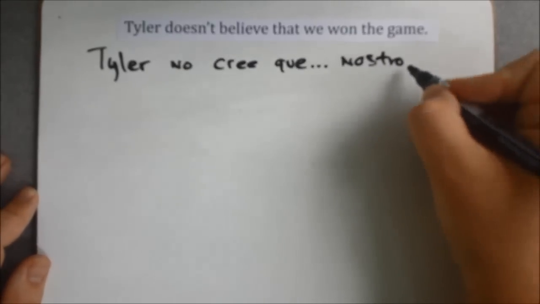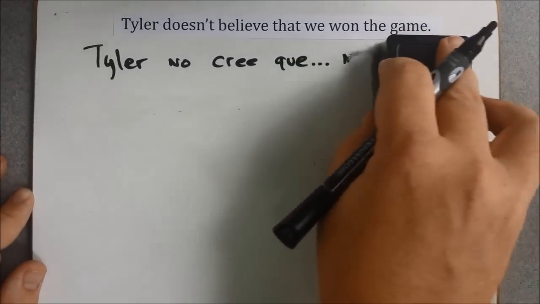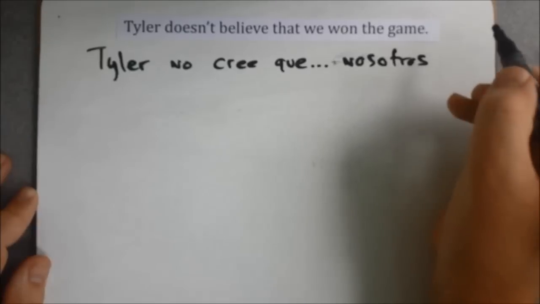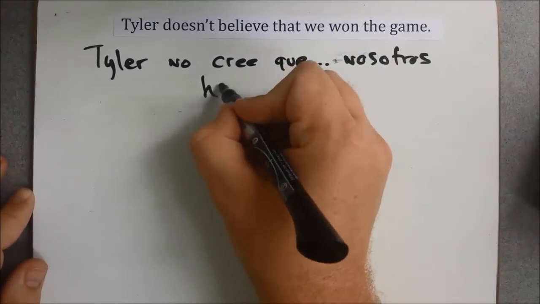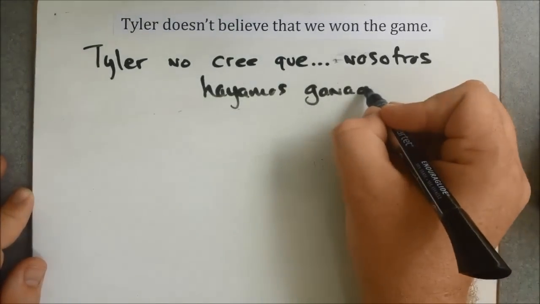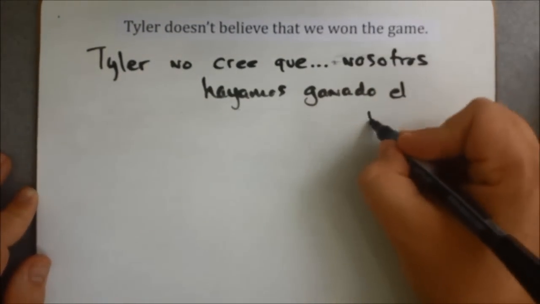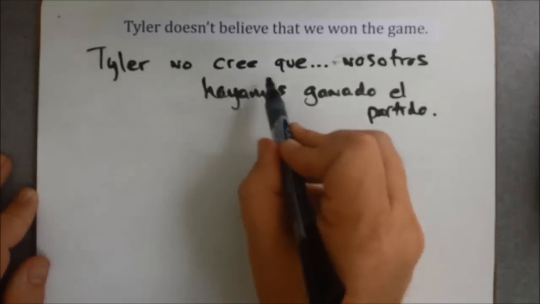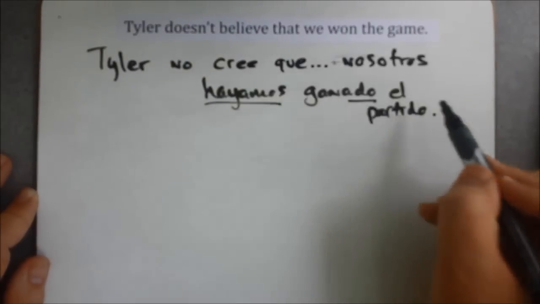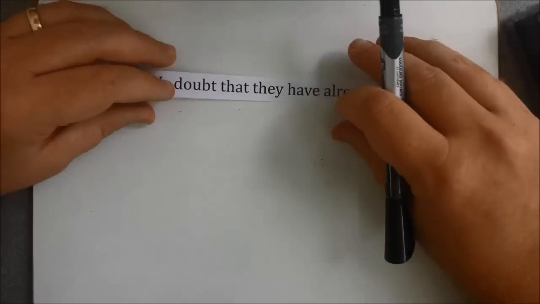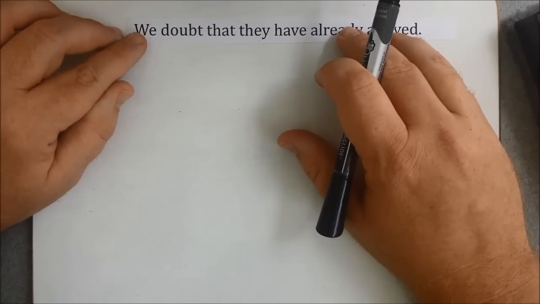Tyler no cree que nosotros, I always misspell that for some reason. Nosotros, okay, hayamos ganado el partido. Okay? Tyler no cree que nosotros hayamos ganado el partido. All right. I think we're on number 4 now. Here we have another case of doubt, uncertainty, or denial.